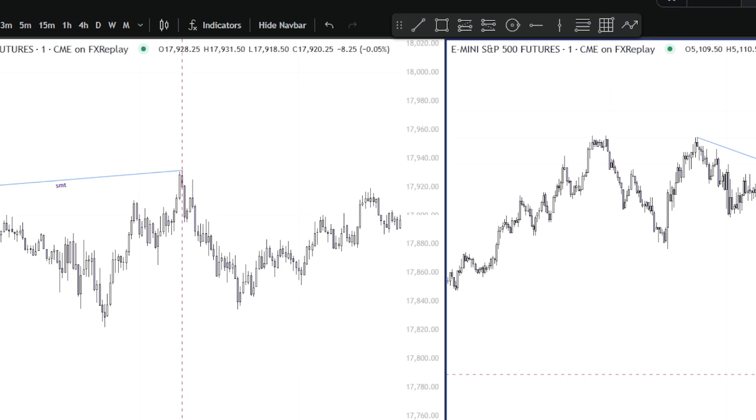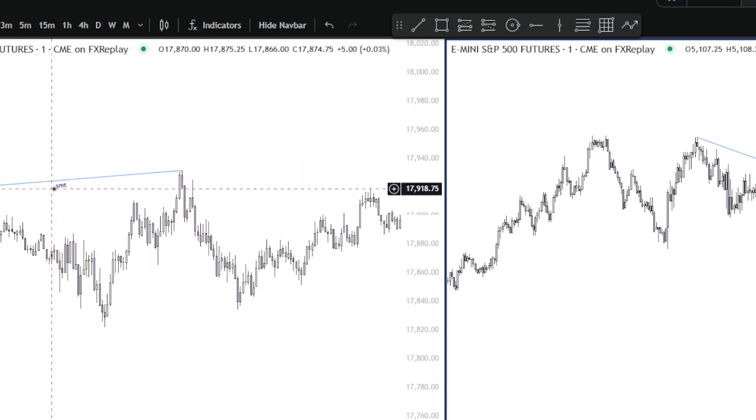Hello everybody, I'll be going over SMT, also known as Smart Money Technique Divergence, in today's video: what it means, what it looks like, and what happens when we get an SMT. You've already learned liquidity sweeps. If you have not, you need to go back and see that video. But liquidity sweeps, you know what they are: when price takes out a high and then price reverses.